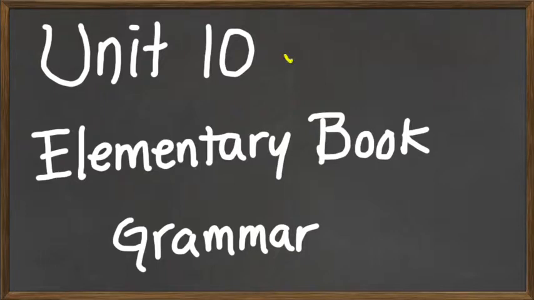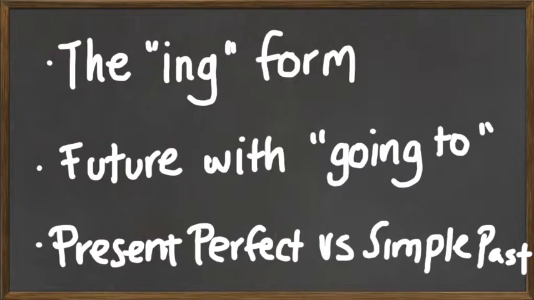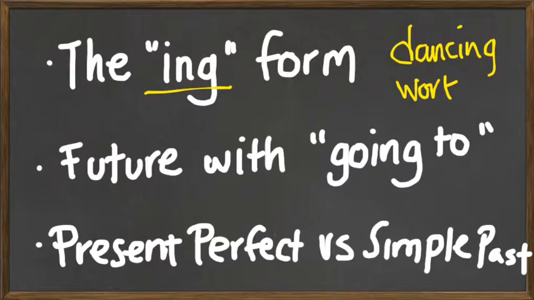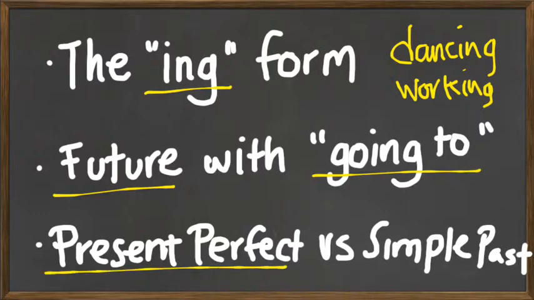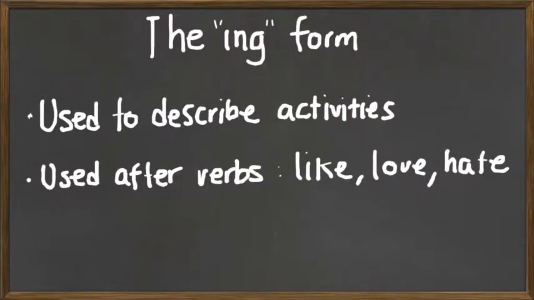Today we're looking at Unit 10 for our elementary book, and in this book we'll be covering the grammar of Unit 10. We have three important items. The first one is the ing form, such as dancing, working, and we're going to see a new use for these type of words. Also, we're going to check going to as an expression for the future. Finally, we're going to check the difference between present perfect and the simple past. Let's start. The ing form.